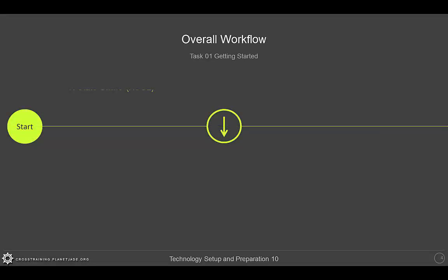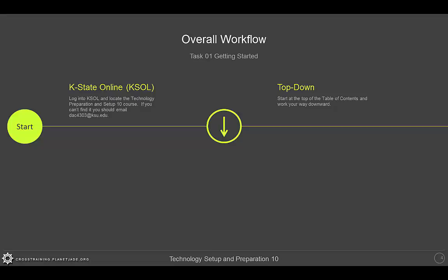So, to start with, we need to log into K-State Online, of course. So we'll log into K-State Online to the Technology Preparation and Setup version 10 course. If you can't find it, you definitely need to email me as soon as possible so we can get you added in. Give me about 72 hours to get it added in.